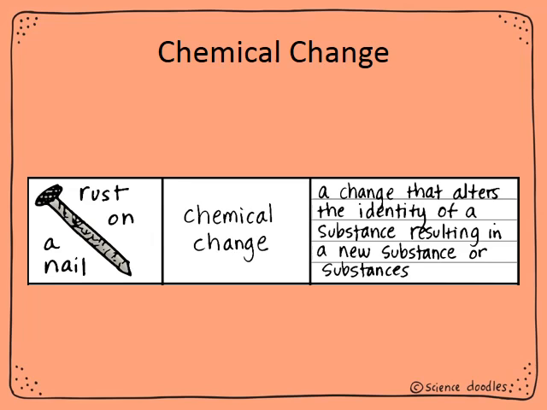A chemical change is a change that alters the identity of a substance, resulting in a new substance or substances. So here we have a nail, and nails and other metals can rust, and that's when the metal reacts to oxygen in the air. And rust, if you've ever seen it, is a new substance. So if you had a car or a bike or something, it was exposed to oxygen and rust formed, which is this orange or dark red crust that forms on the metal. It didn't used to be there, it's new, and it's a new substance that was formed. So with a chemical change, there's always something new at the end of the process.